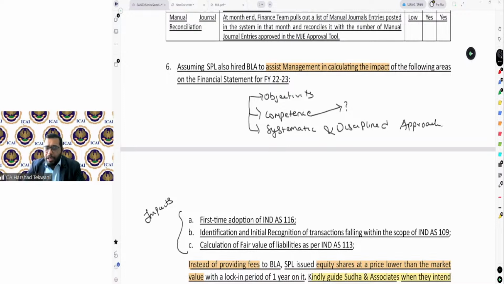In this case, particularly, let's say for example, if I remove the equity share matter, I still cannot rely because there are conflicting duties assigned to the internal auditor, assisting management in calculating the impact of these three areas: first-time adoption, identification, and calculation of fair value. At least I cannot rely on the internal auditor's work related to any of these three areas in that case. I hope it is clear, Purviben.